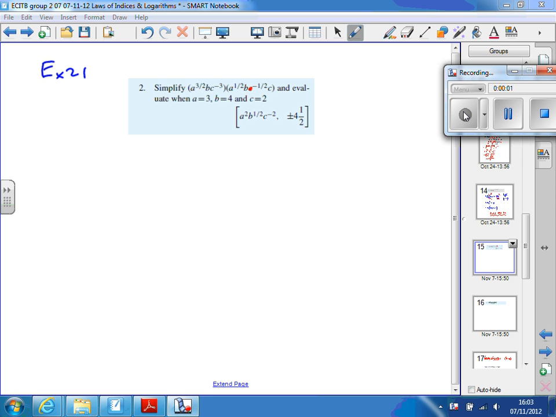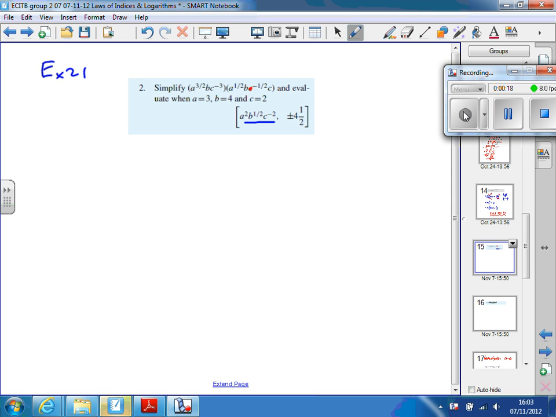Go on. Question number 2. First of all, to get the answer in the textbook, there's a little typo, so that C in the second bracket shouldn't be there. If that C is not there, it does work out. You get x squared b to the half c to the minus 2 as the answer.